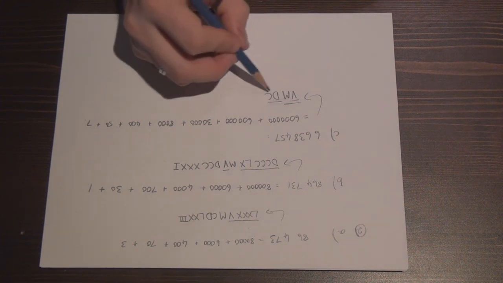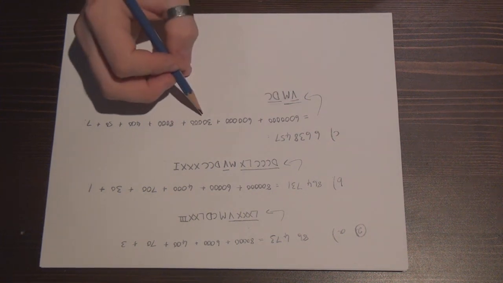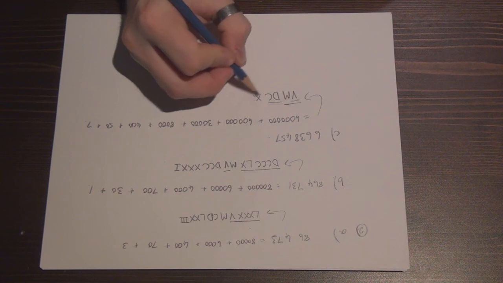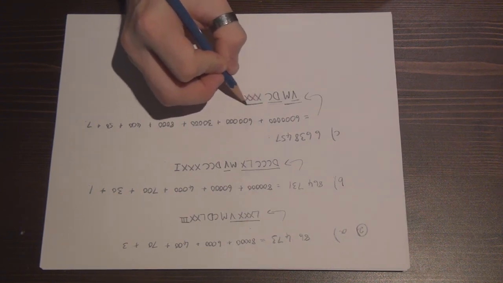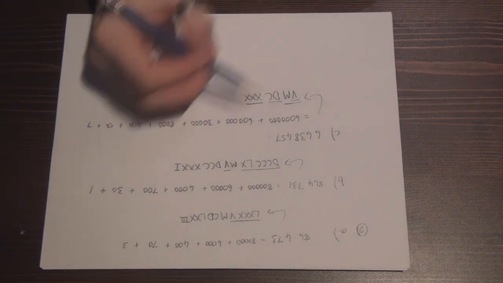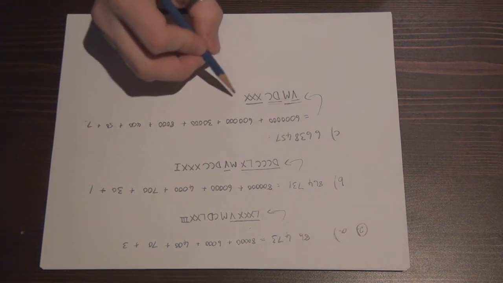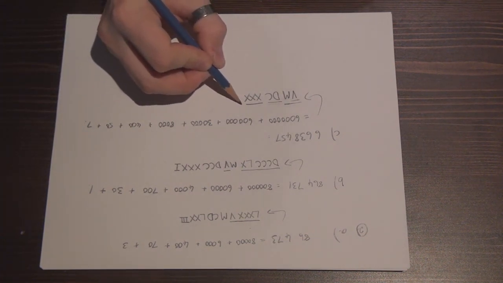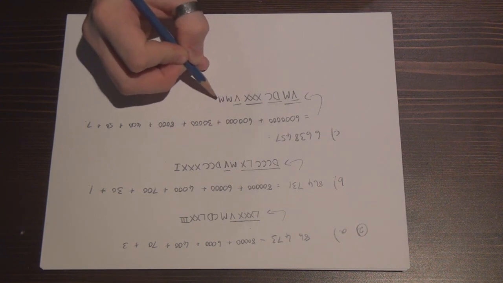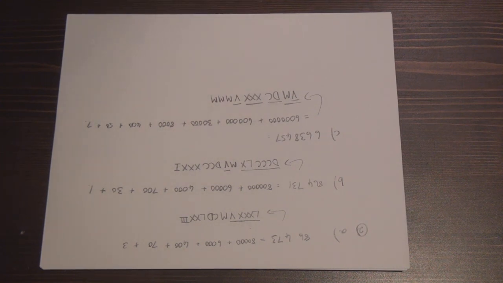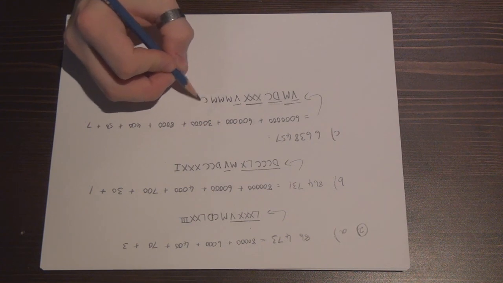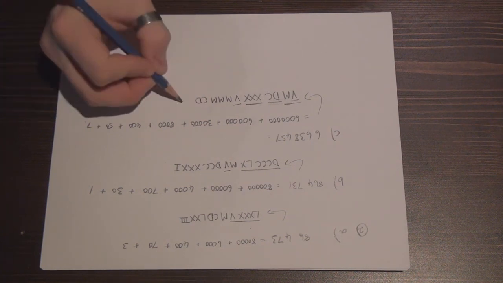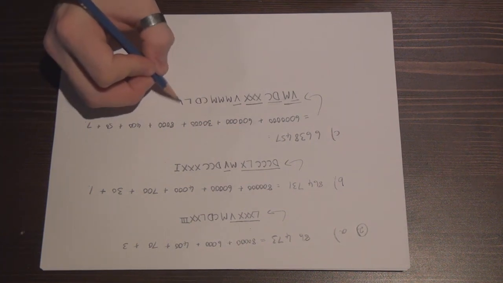So now I have 600,000, 30,000, so that's 30,000. Just to show you don't have to connect them if you don't want to. 8,000, that is 5,000 and 3,000. 400 is a CD. 50 is a single L and a 7.